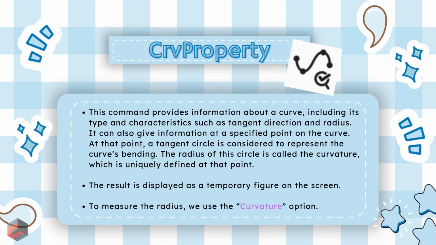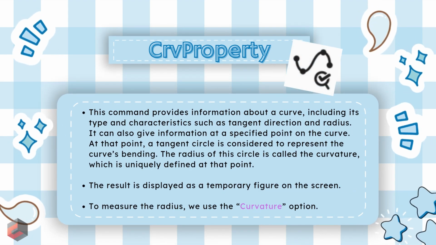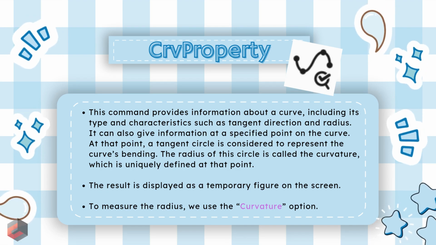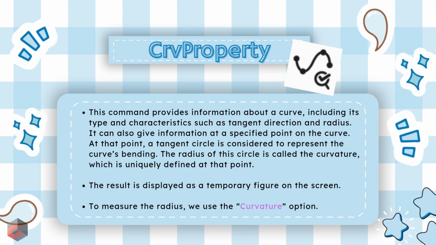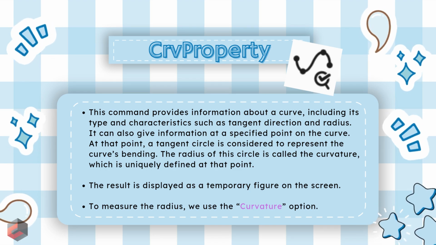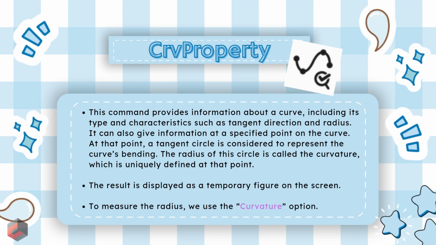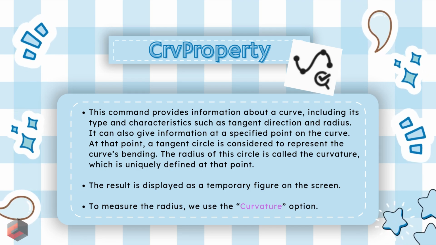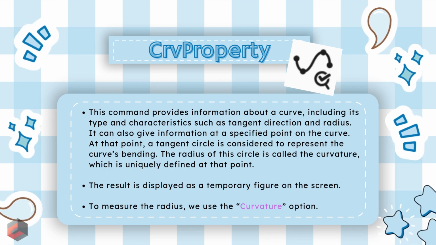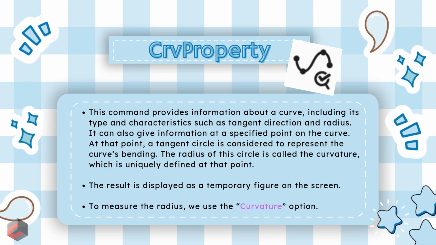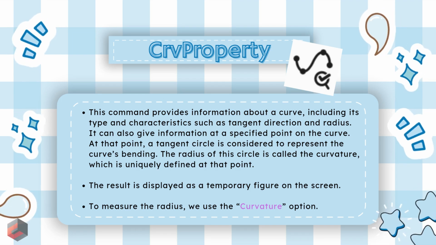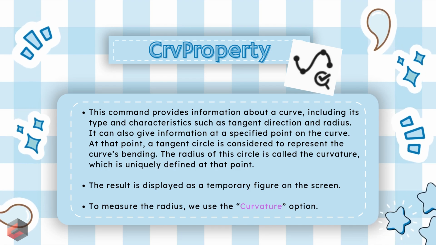Now, let's explore the command that allows you to check a free curve's radius. The first is the Curve Property command. It gives you information on a curve's characteristics, including its tangent direction and radius. You can get this information at a specific point along the curve. At that point, a tangent circle is used to represent the curve's bending. The radius of this circle is called the curvature, a value uniquely defined at that point. The result is displayed as a temporary figure on the screen. To measure the radius, simply use the curvature option.